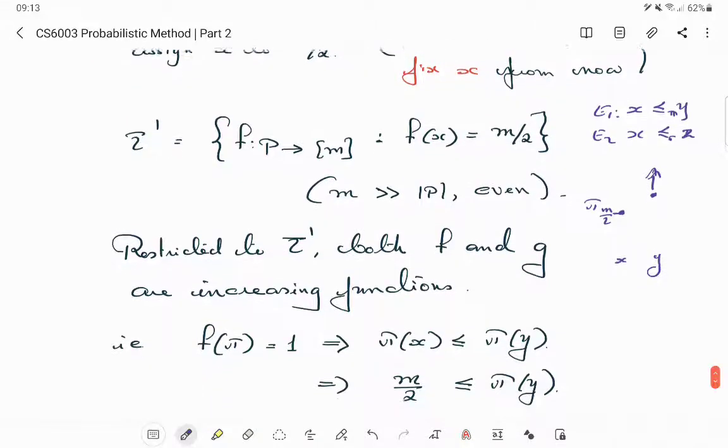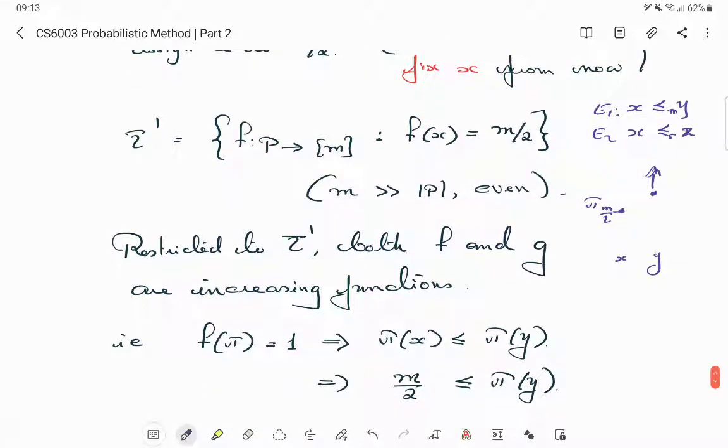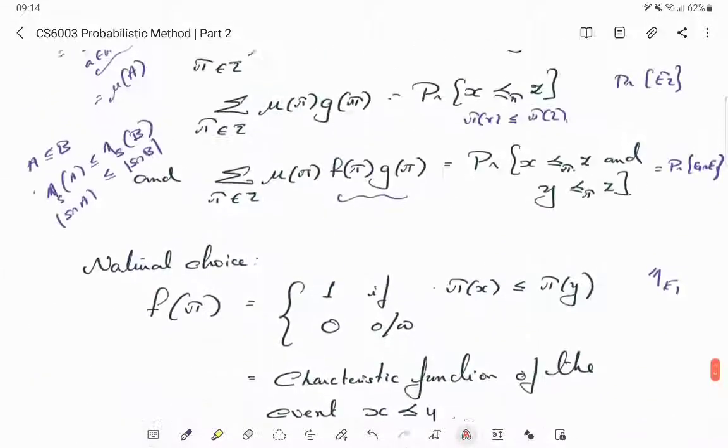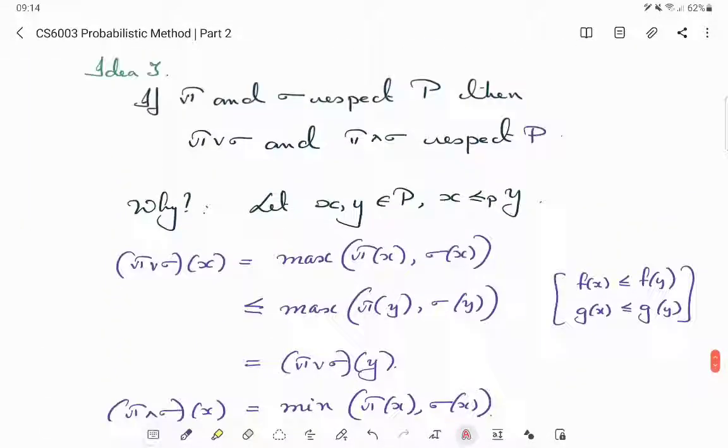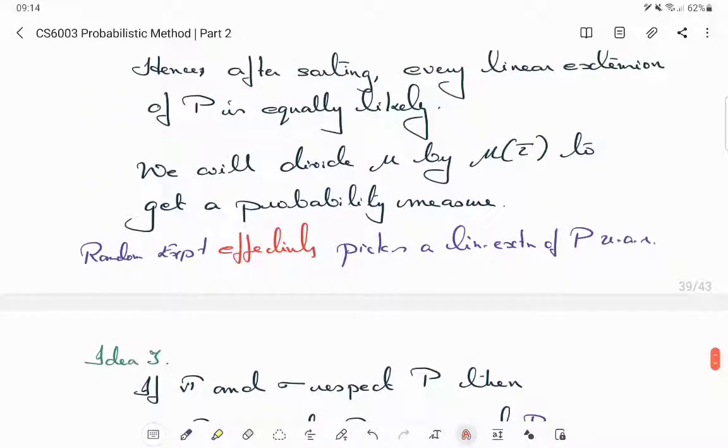Similarly, g is also an increasing function, right? So restricted to tau prime, that's the key thing. Restricted to tau prime, both f and g are increasing functions, right? Now you should probably go back and revisit all these steps and check that whatever we said earlier would also be true. The meet and join is still a function which is in tau prime, right?